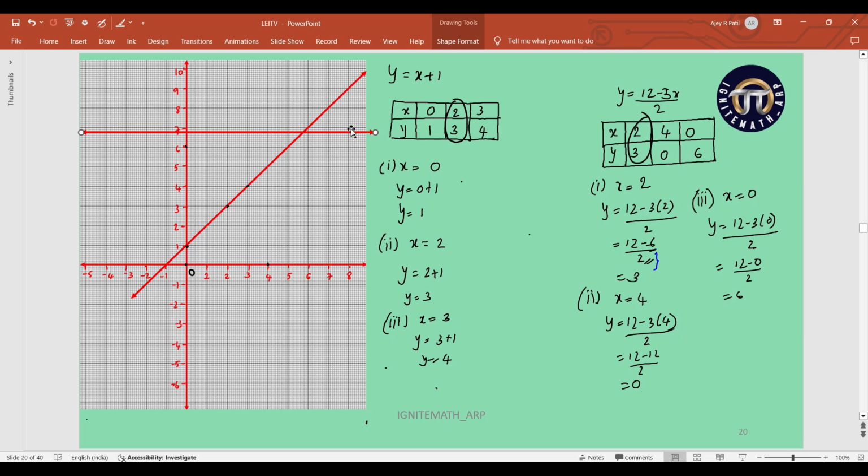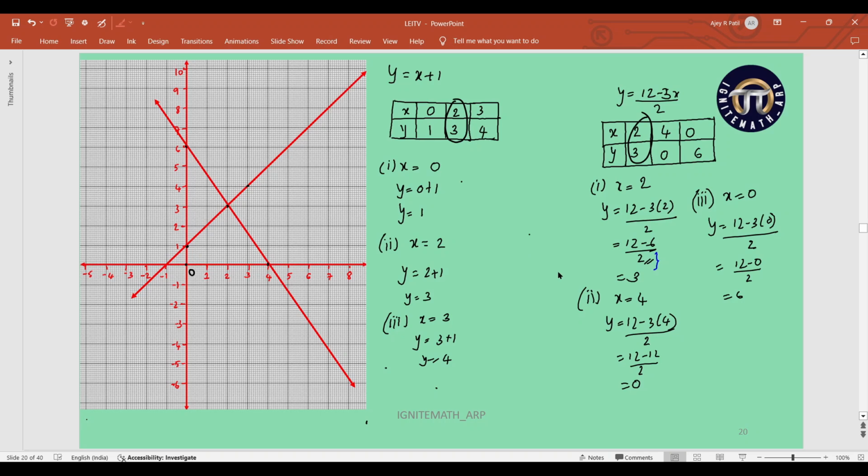Right. So 2 comma 3, where is 2 comma 3? This is 2 comma 3. This is the point. Then later it is passing through 4 comma 0. Okay, so here is our 4 comma 0. I'll extend the line. See, it is passing through the 3 points whatever I have joined. Okay, this is the required graph.